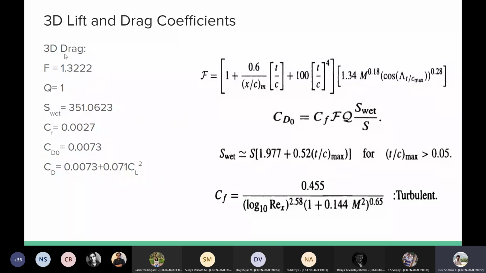Moving on, this is our 3D drag. We have an F of 1.322 and Q of 1, and S wet of 351.0623. We found our CF to be 0.0027 and CD naught to be 0.0073 using this equation. And our final CD equation was this, with 1 by pi AR e. So we found CD using that equation.